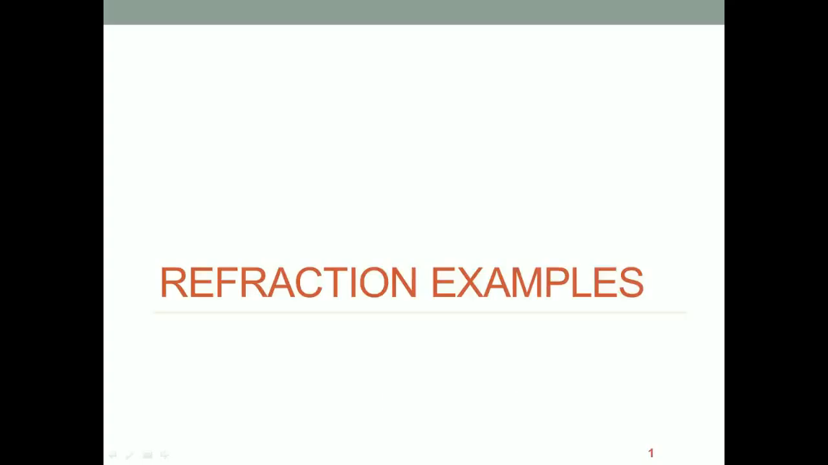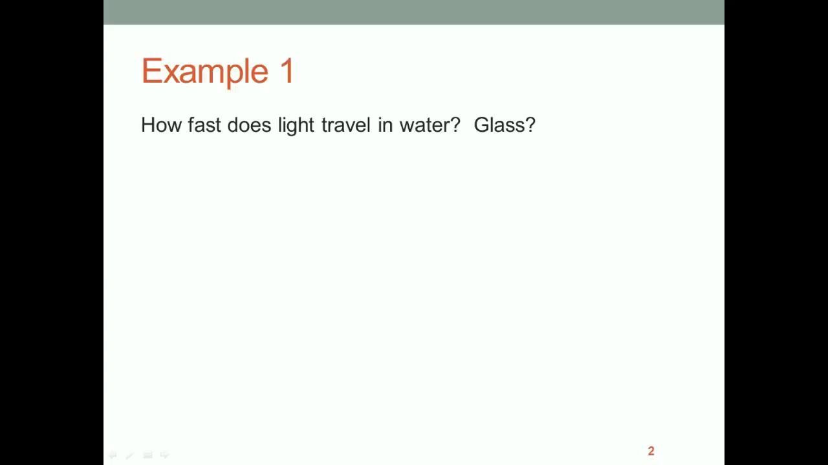In this video, I'm going to work some examples involving the formulas involving the indices of refraction. Here is my first example. I want to know how fast does light travel in water and how fast does it travel in glass. Remember that the index of refraction of water is about 1.33. And for glass, it's 1.5.